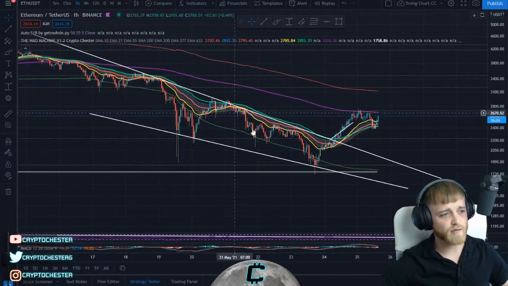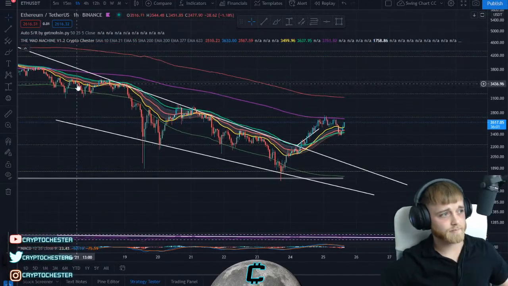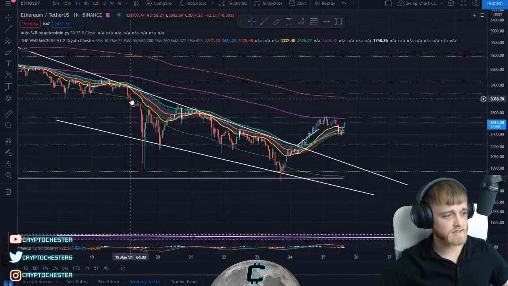As you can see right here, we do have a falling wedge, right? Massive falling wedge. This is obviously on the hourly. We have been in this since the 19th of May, right?